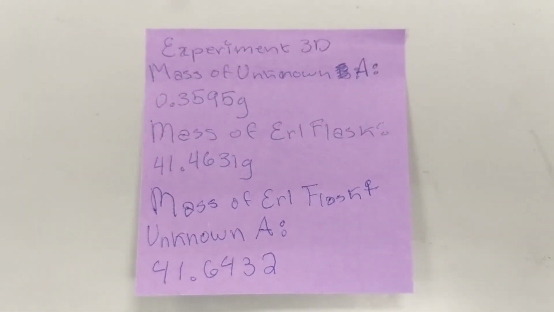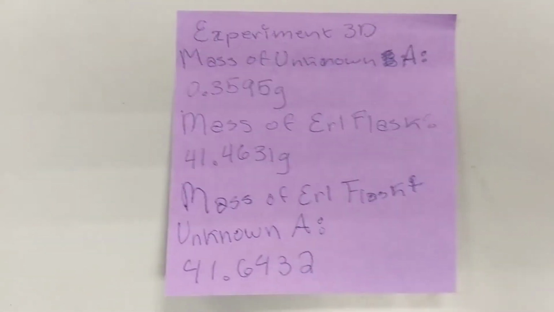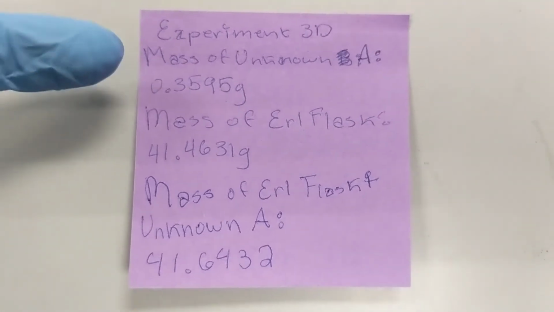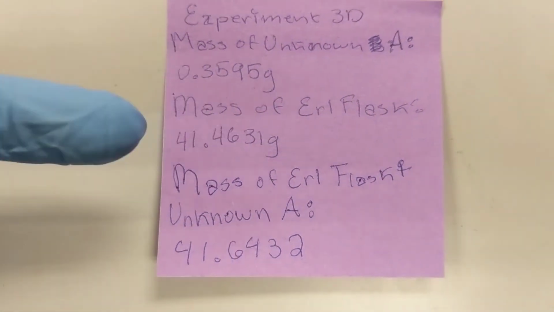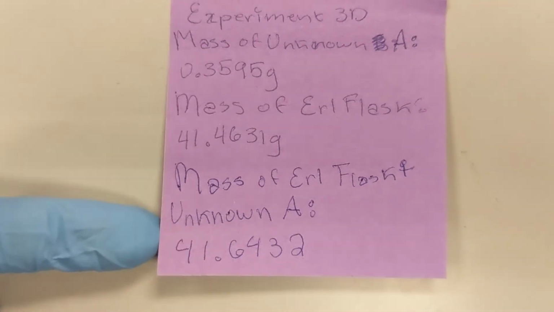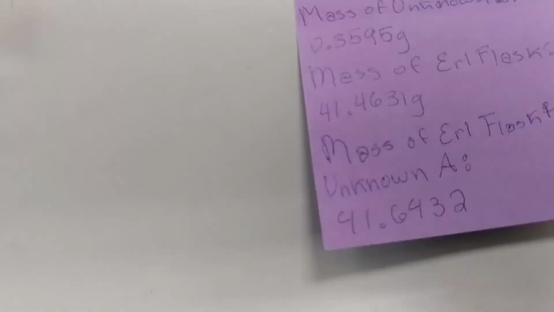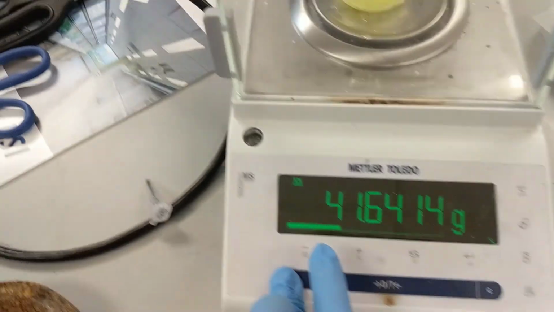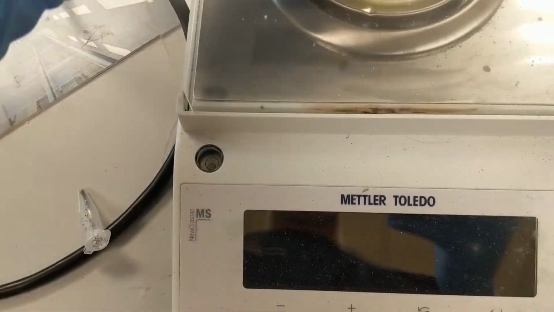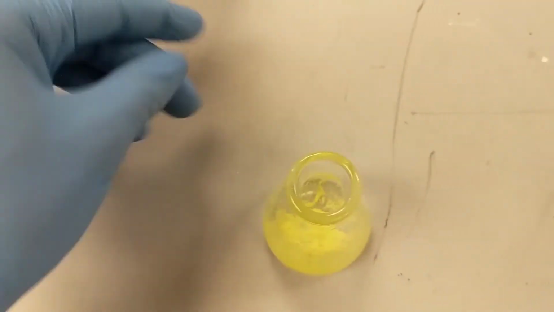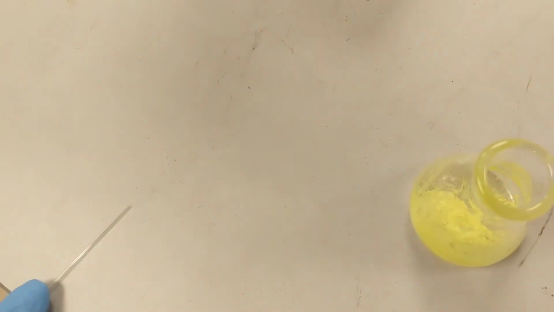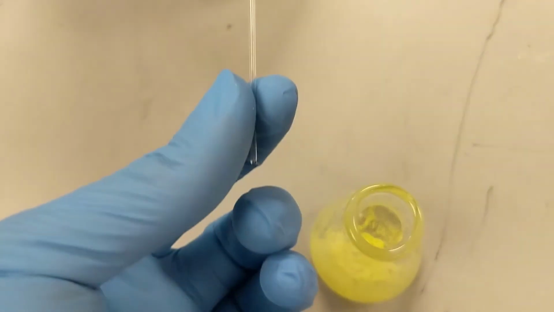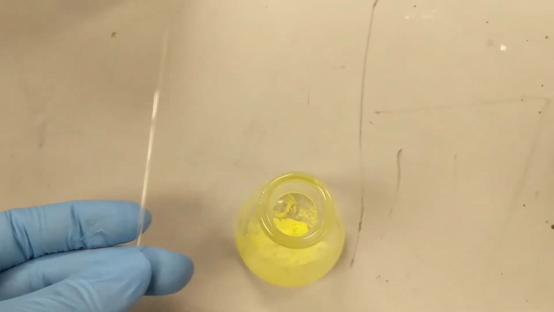Alright guys, here is your mass data for experiment 3D. This is how much unknown I added initially, the weight of the flask, and then this is the mass of that. Okay, now what I'm going to do is take what's in this flask, put it into this capillary tube, and check the melting point. See you guys with the results.